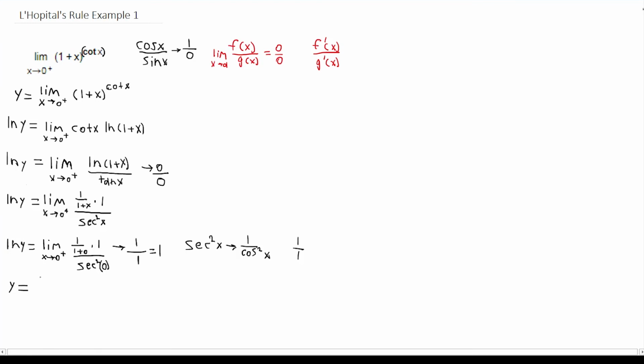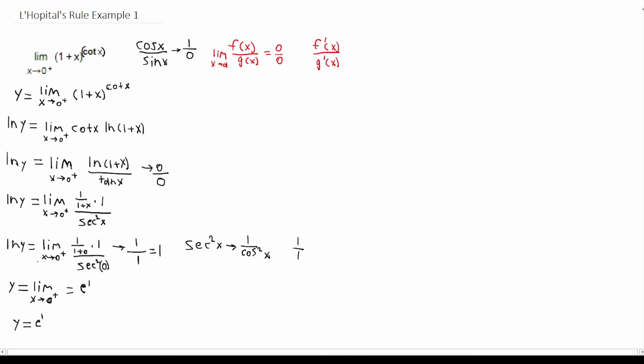So y equals the limit as x approaches 0 from the right of, well, we found out this was equal to 1. But since we're doing the exponential form, this is going to be e to the 1 power, just bringing the 1 above the e. The 1 was the answer. And that's how we get our final answer: y equals e to the first power, which is just e.